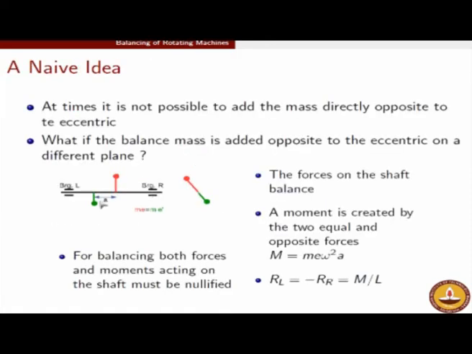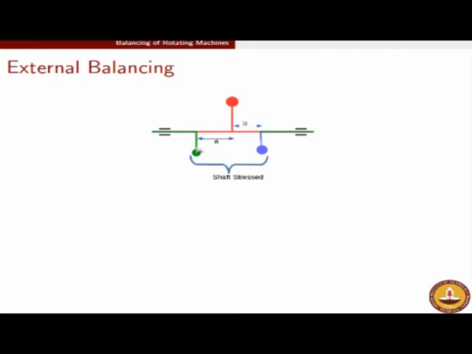So what we have seen here is that if we add the counter mass only in one plane, then it is not possible to satisfy the moment equilibrium condition, and as a result the bearing reactions will be induced to satisfy this moment equilibrium condition. To mitigate this, we are now proposing a two plane balancing method, wherein we put the counter masses not just in a single plane but in two different planes, and when we do so, as we will show, it is possible to satisfy both the force equilibrium as well as the moment equilibrium.